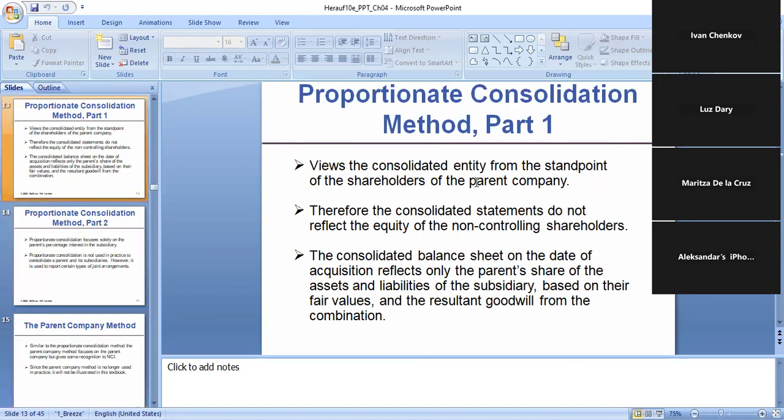Now, the proportional consolidation method views the consolidated entity from the standpoint of the shareholders of the parent company. Therefore, it does not reflect anything for the non-controlling interest. The consolidated balance sheet on the date of the acquisition reflects only the parent's share of the assets and liabilities of the subsidiary based on their fair value, and the resulting goodwill from the combination.